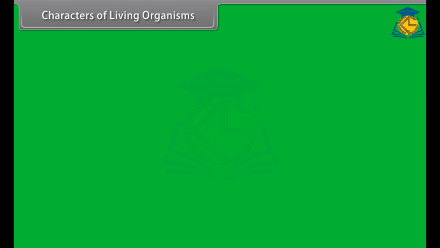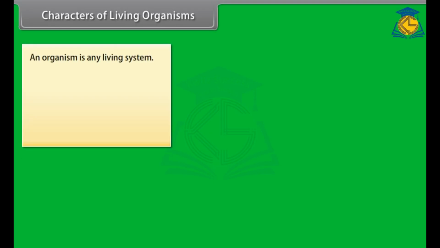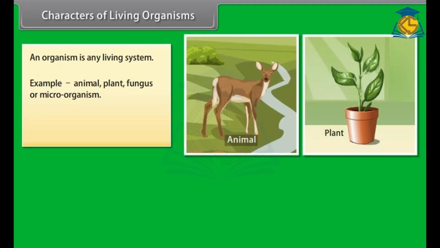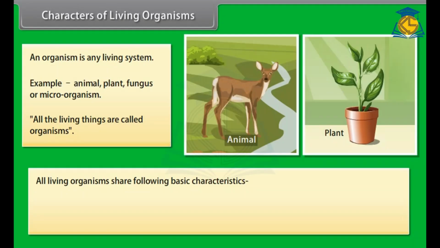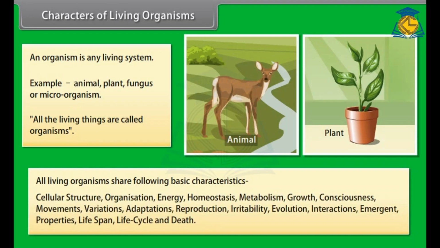Characters of living organisms. An organism is any living system. Example: animal, plant, fungus, or microorganism. All the living things are called organisms. All living organisms share the following basic characteristics: cellular structure, organization, energy, homeostasis, metabolism, growth, consciousness, movements, variations, adaptations, reproduction, irritability, evolution, interactions, emergent properties, lifespan and life cycle, and death.